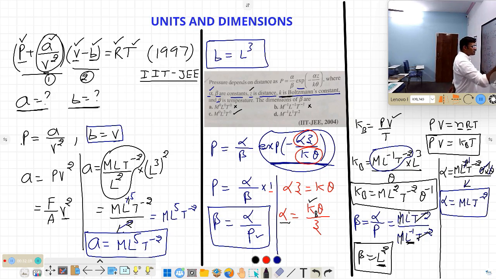Last option, m minus 1, anyway we are not having m. So the correct answer for this question is m0 L square t0. This is the way you have to solve the problems for checking the correctness of equations based problems.